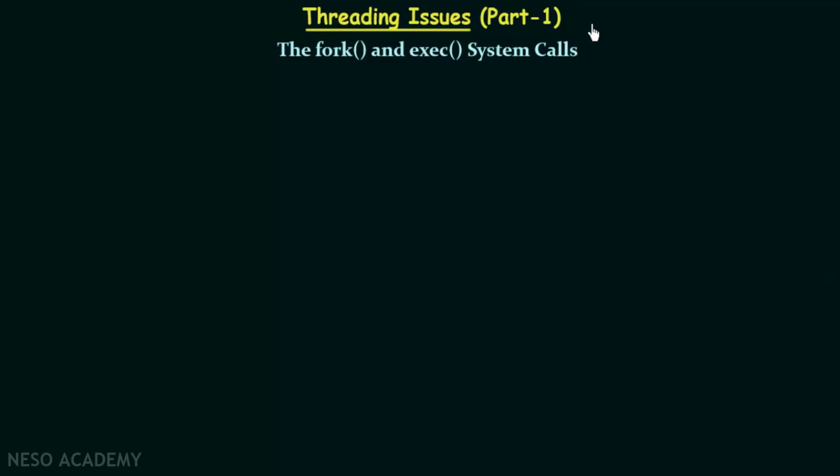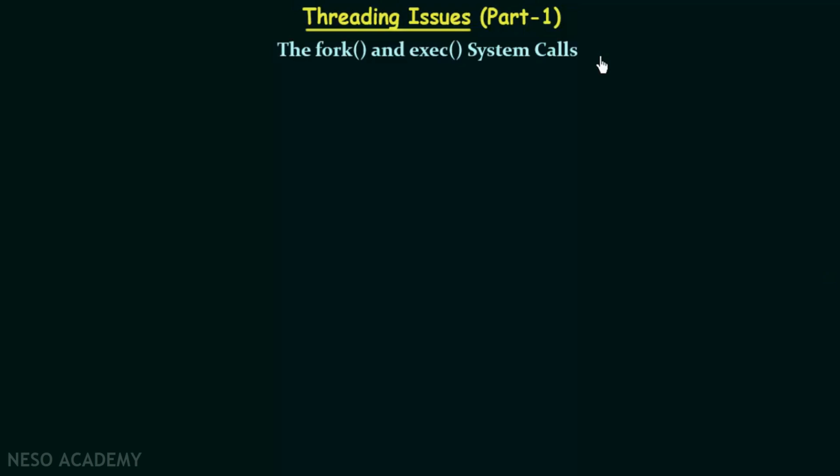So in this lecture, we will be studying one of the issues that we face in threading, and we will see how that can be addressed. The first issue that we are going to discuss in threading is related to the fork and exec system calls, which we discussed in the previous lecture. In the previous lecture, we saw that the fork and exec system calls are used for specific purposes.